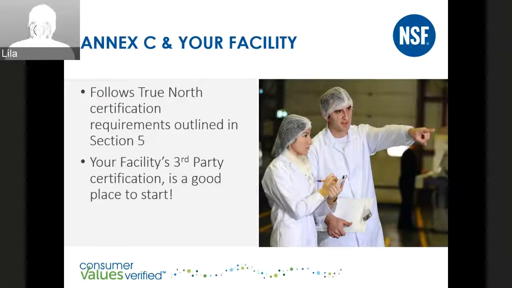Annex C refers to those operators who produce, manufacture, or handle products for human or pet consumption. And as I mentioned many times so far in our abbreviated webinar here, True North operates utilizing the requirements of the True North general requirements as the base, with industry-specific elements added on, and that's where those annexes come in. Those annexes are those industry-specific elements that are added on to the general requirements.